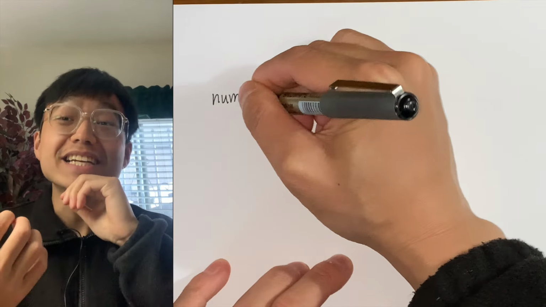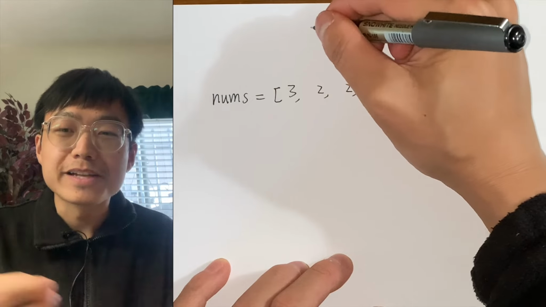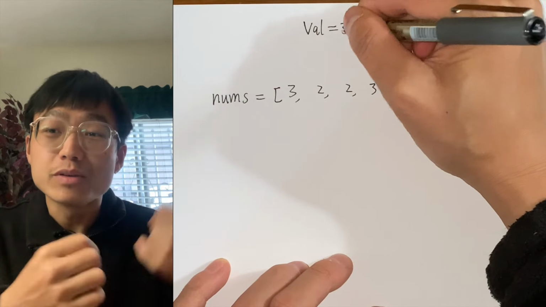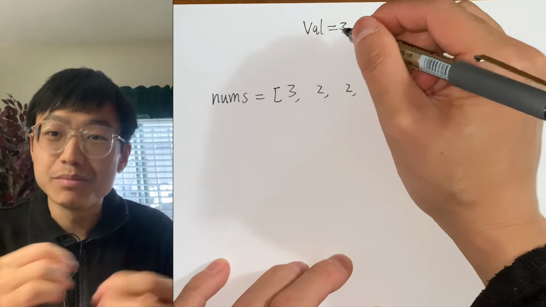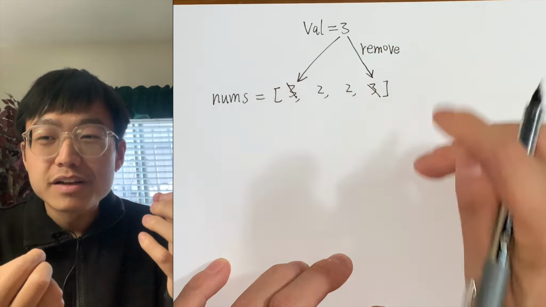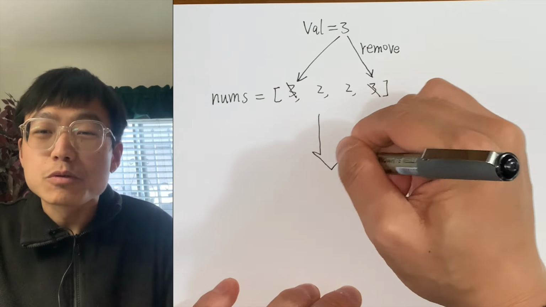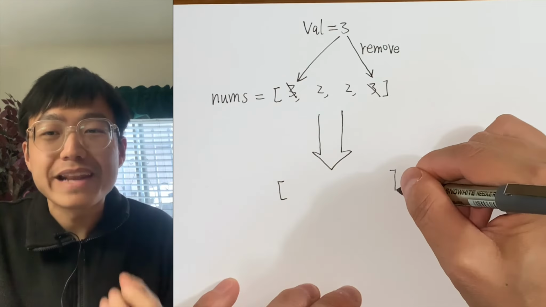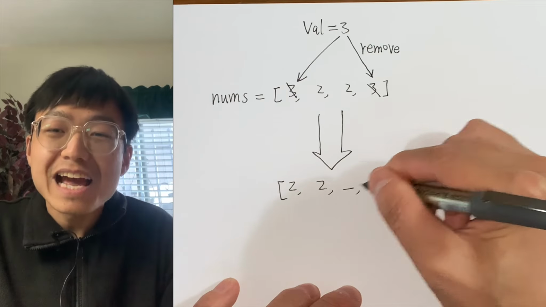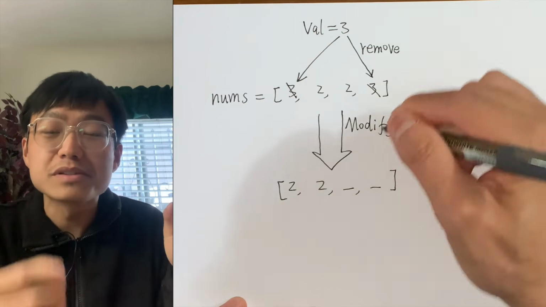We are given an integer array nums and an integer val. Then remove all occurrences of val in nums in place. The relative order of the elements may be changed. Since it is impossible to change the length of the array in some languages, you must instead have the result placed in the first part of the array nums.